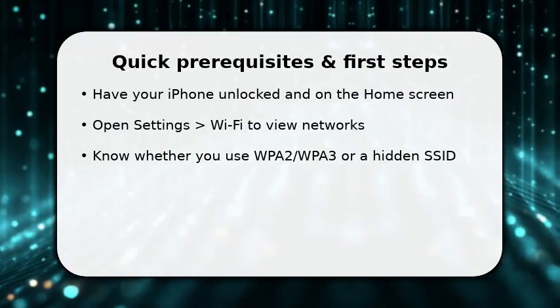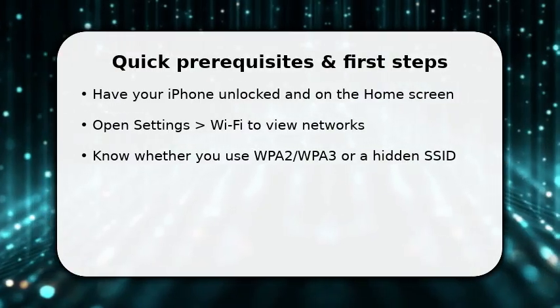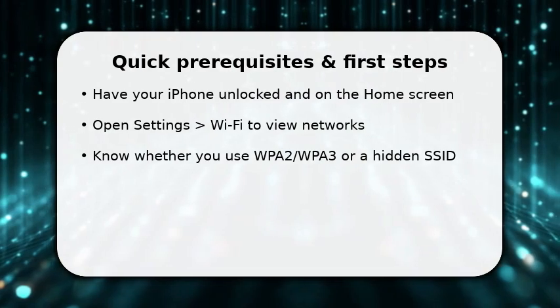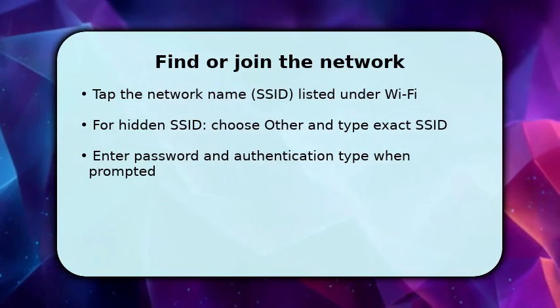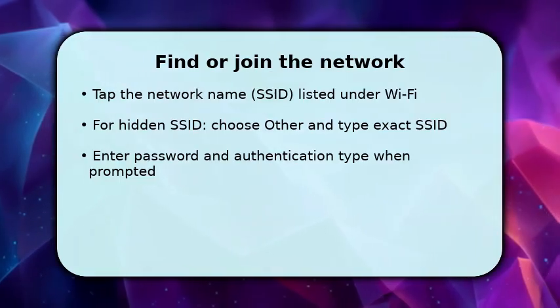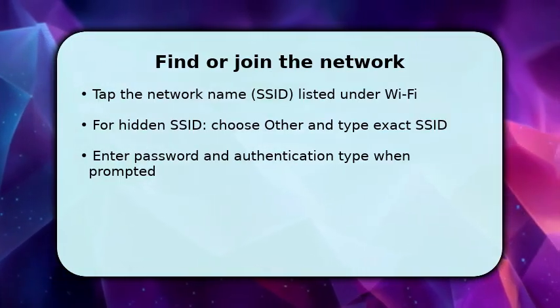If the network is hidden, you won't see it listed. So prepare the exact network name and password before moving on to the next step. You'll tap the SSID shown under Wi-Fi and iOS will attempt to join. That reveals the network name you're using.